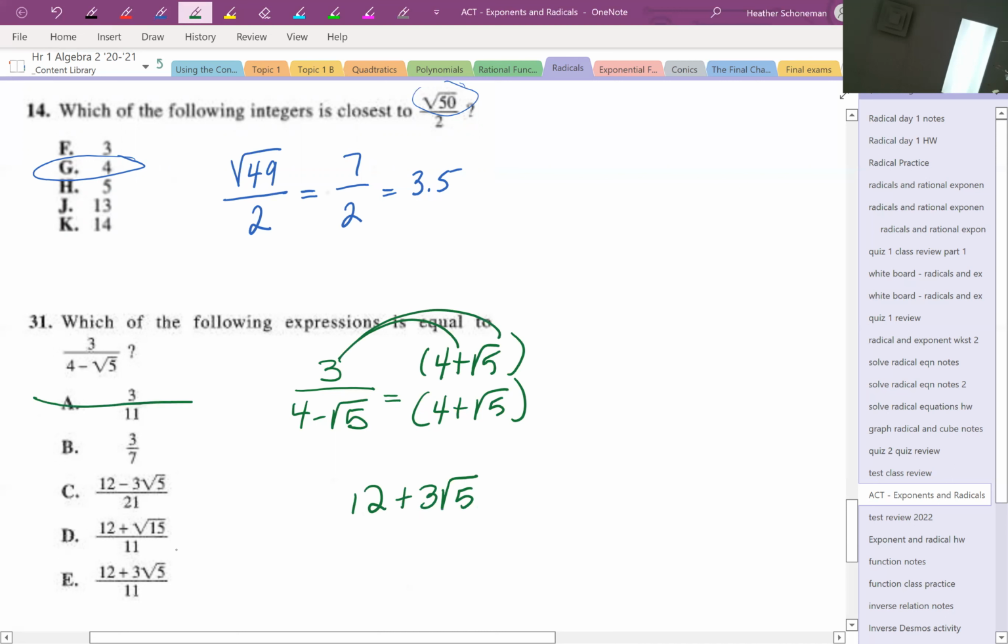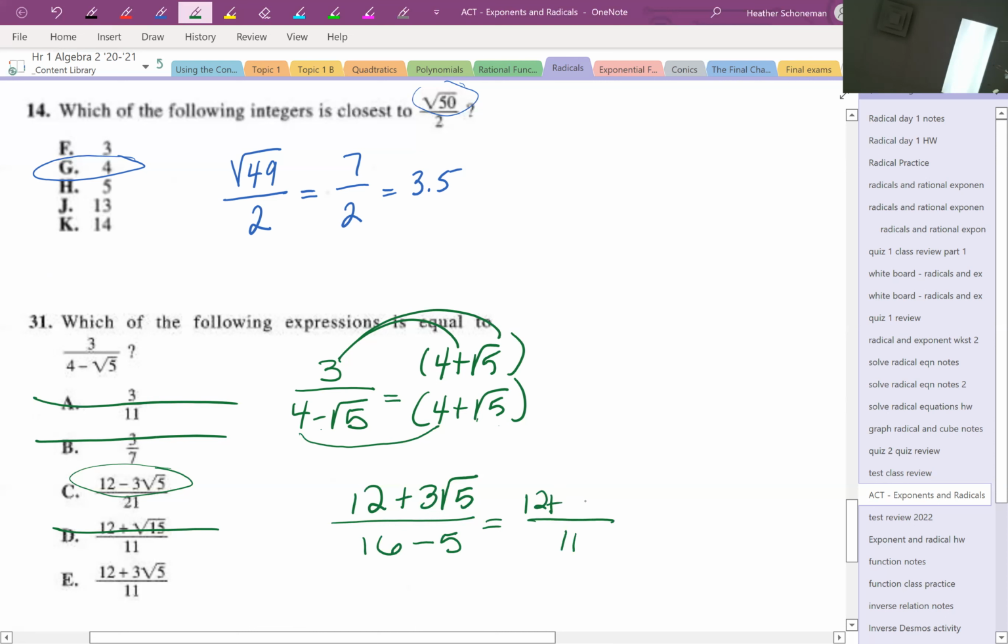So now we know these don't make sense. Oops, I didn't mean to cross that one out. This doesn't make sense. And really, because it's a minus, that one doesn't make sense either. But let's keep going to make sure that E is really the right answer. On the bottom, 4 times 4 would be 16. A minus times a plus is a negative. Square root 5 times square root 5 is square root of 25, which is just 5. So when I simplify the bottom, we get 11. So it is, in fact, this answer.